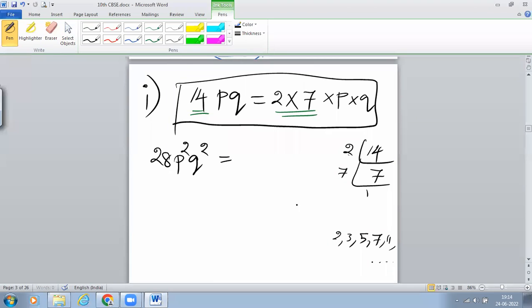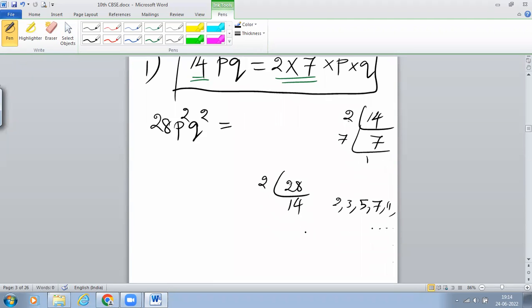now 28 has to be prime factorized first. Here 28. So how will you do it? We have to always start with the first prime number, that is 2, because it is an even number. So 2 into 14 is 28. 2 14s are 28. Next 2 again, 2 7s are 14. Next this 7 is a prime number, so it has to be divided by 7 only. 7 ones are 7. Now finally we got 1.